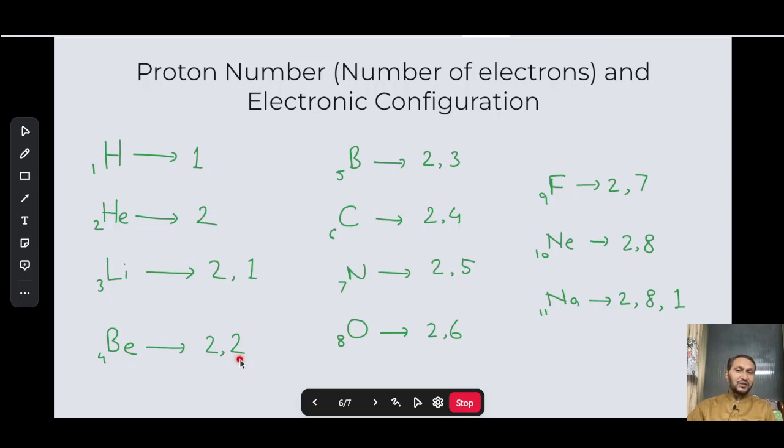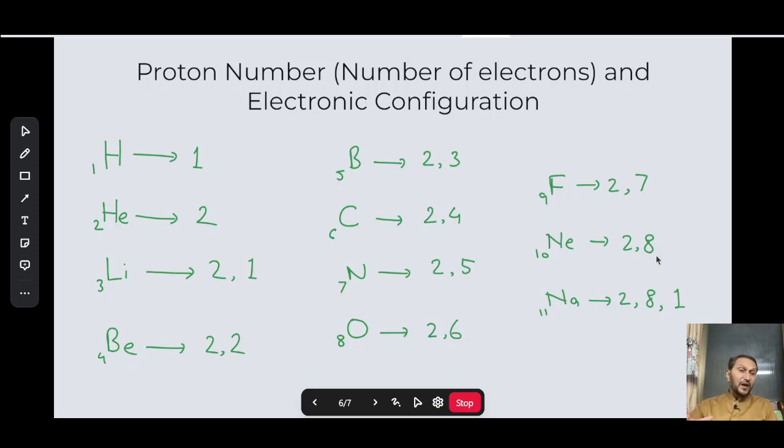Now the second shell is filling. Beryllium has 2 electrons in the second shell. Then boron has 3 electrons in the second shell. Carbon has 4 electrons in the second shell. Nitrogen has 5, oxygen has 6, fluorine has 7, and neon has 8 electrons in the second shell.